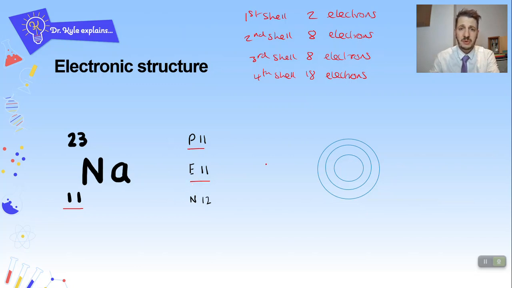So using my rules then, we've got 11 electrons for sodium. So we put our first 2 electrons in the first shell. That's now full. We've then got 1, 2, 3, 4, 5, 6, 7, 8 electrons in the next shell. That shell's now full. And so obviously we've done 10 so far. So we've got 1 more electron to go. 1 electron in that third shell there. And that's now done. And then we would write 2, 8, and 1 to complete our electronic diagram.